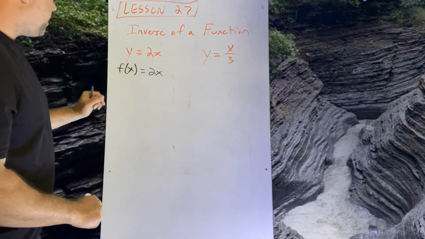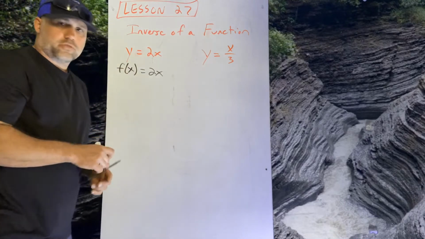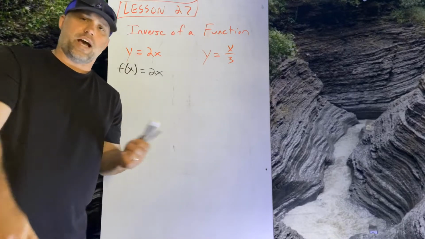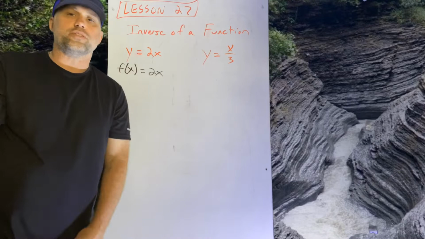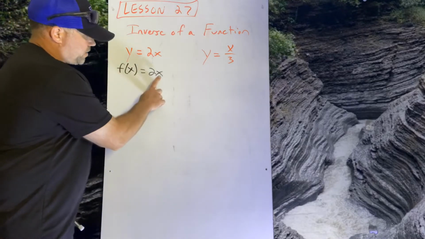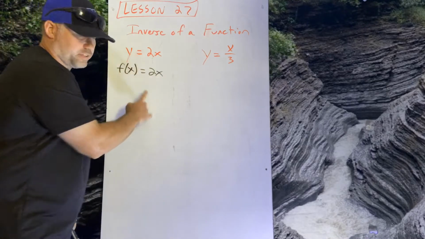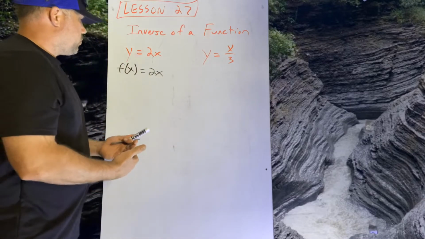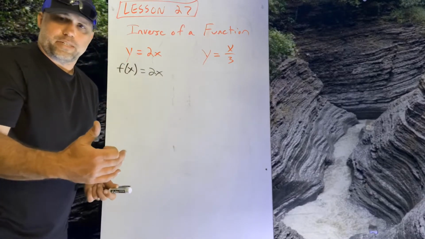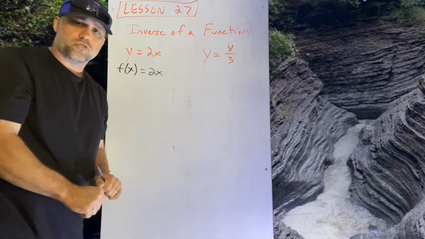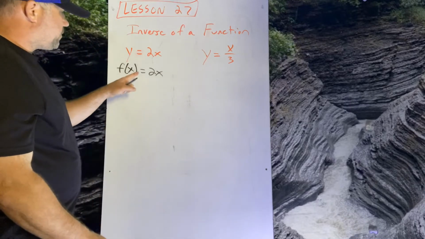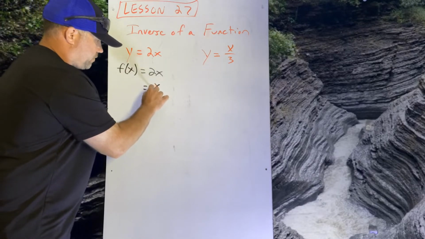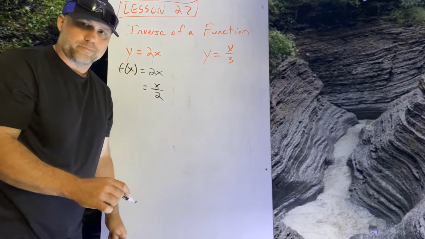So I have this function, f of x equals 2x, and I want to make its inverse, which is going to be a function that does the opposite of the original. So what's the opposite of taking a number and multiplying it by 2? Because that's what you're doing here. 2x is 2 times your x values. Well, the opposite of multiplying your x values by 2 is dividing them by 2. So if I wanted to find this function's inverse, it's simply going to be the opposite. It's going to be my x value divided by 2 instead.